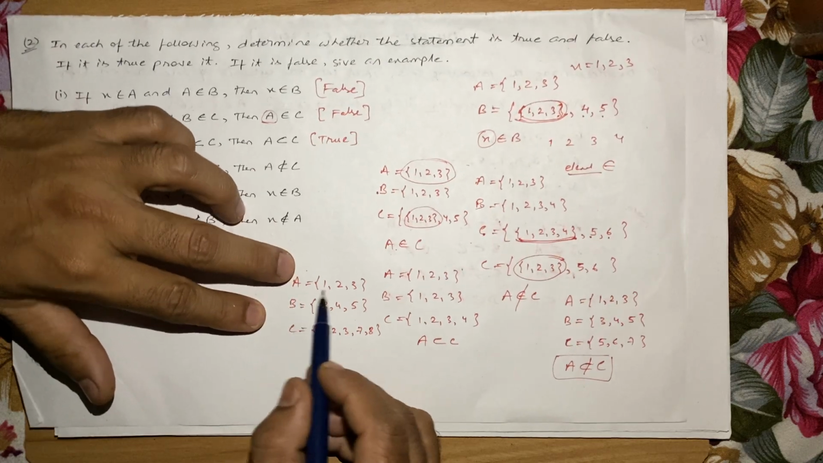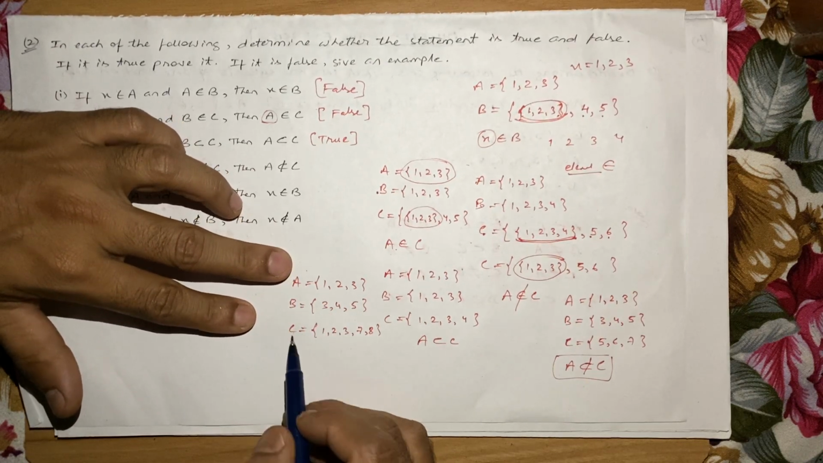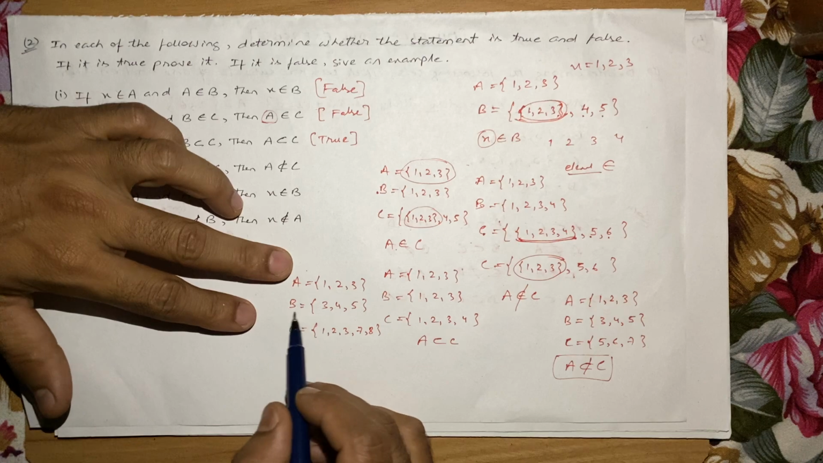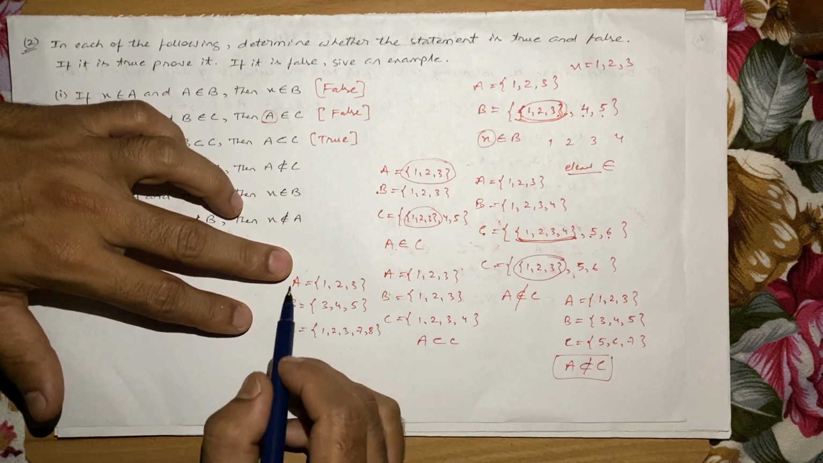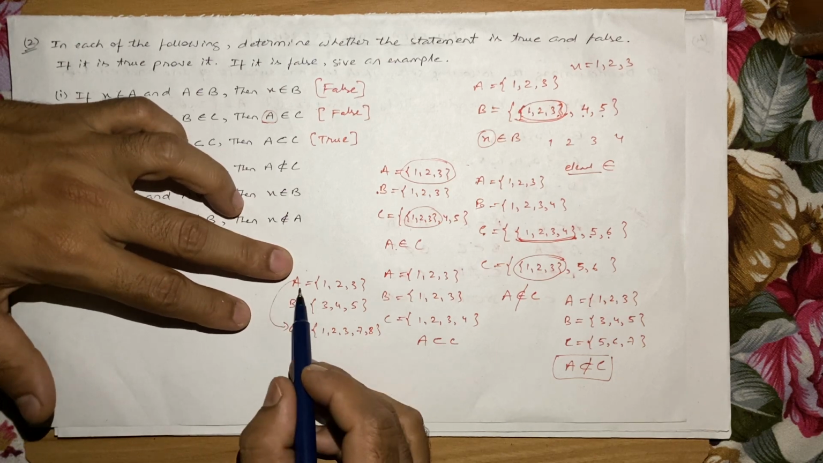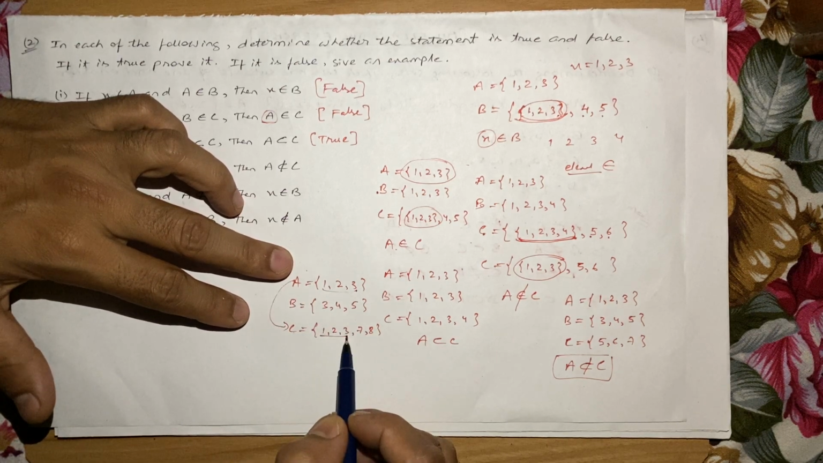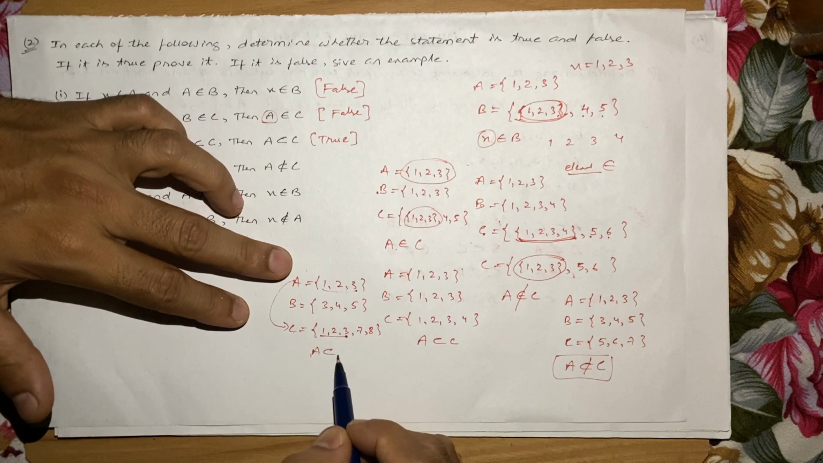Yes, all elements of A are not present in B. And B is not a subset of C. Yes, all elements of B are not present in C. Right, 3, 4 and 5 is not present here, but A is a subset of C because all elements of A are present in C. Right, so I can say A is a subset of C.